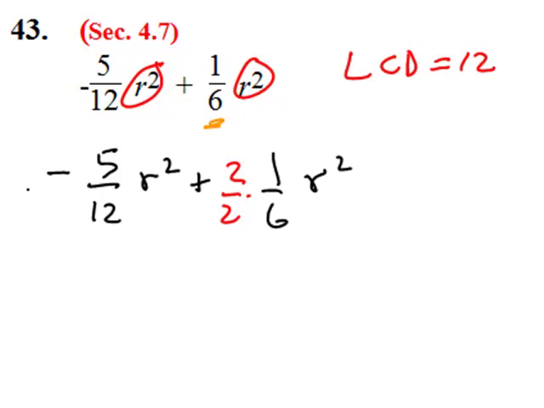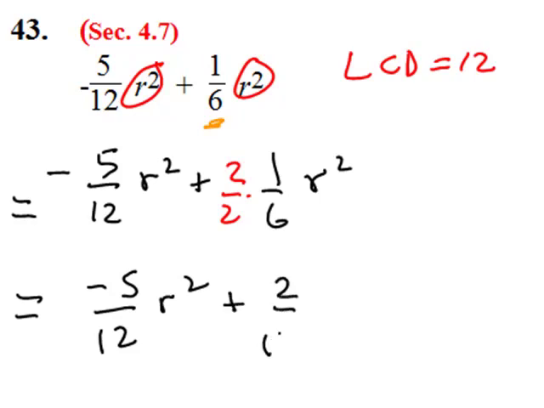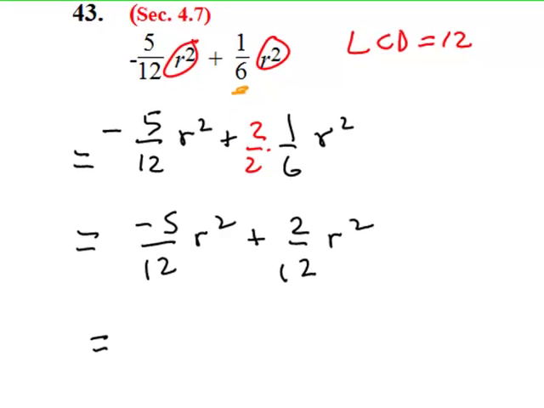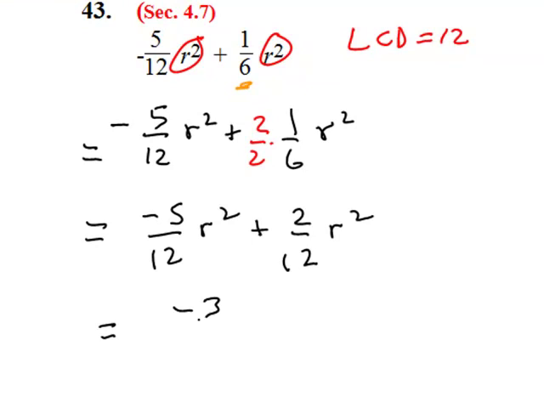Oh, and I want to say that this is equal to what's above. So this is equal to negative 5/12 r squared. Notice I put the negative in the numerator this time, plus 2/12 r squared. And when we combine those together, that becomes negative 3/12 r squared. Negative 5 plus 2 is the only thing that we're actually combining, and that's negative 3.